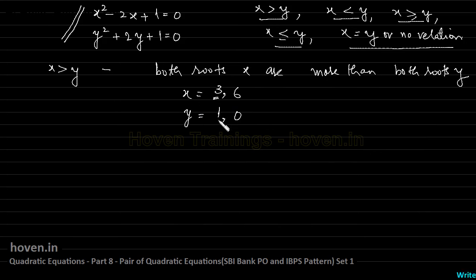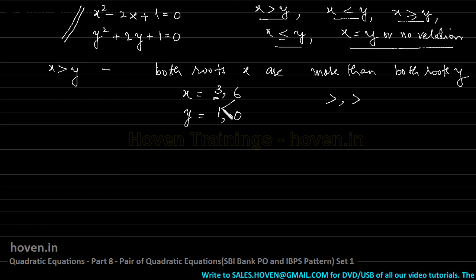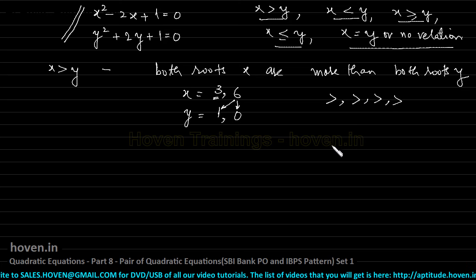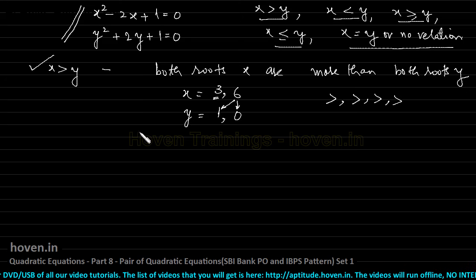Compare 3 with the first root of y. This is more, so write an angle like this. Then compare 3 with the other. It is more, right? Compare 6 with this one. This is also more, so write another angle. Compare 6 with 0. This is more, so write another angle. In this case, we have four angles. We can definitely say that x is more than y.